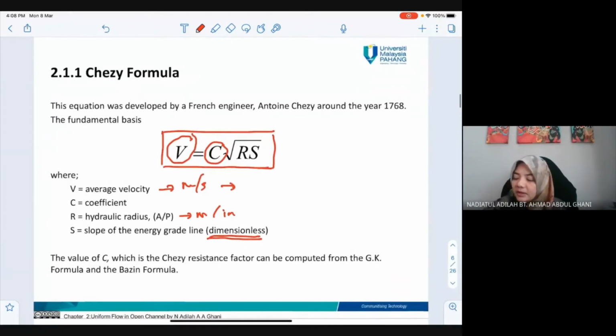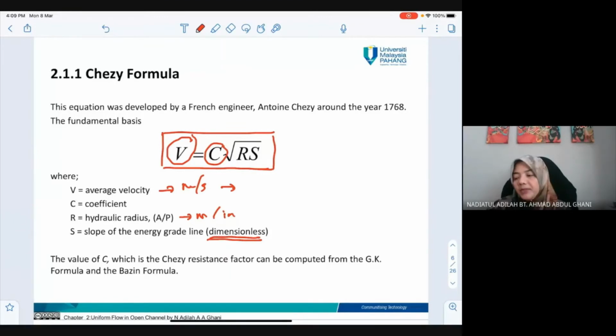Now, kalau you tengok this Chezy formula, for the slope and R, we can find them from the question. Normally, if we know the type of the channel, we can calculate the R. And if they give the conditions of the channel, we also can find the value of slope. But C is the Chezy coefficient. If not given in your question, we can calculate this value C by using the Kutter formula and Bazin formula.